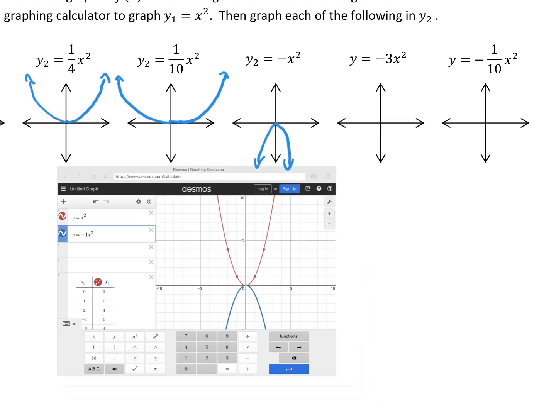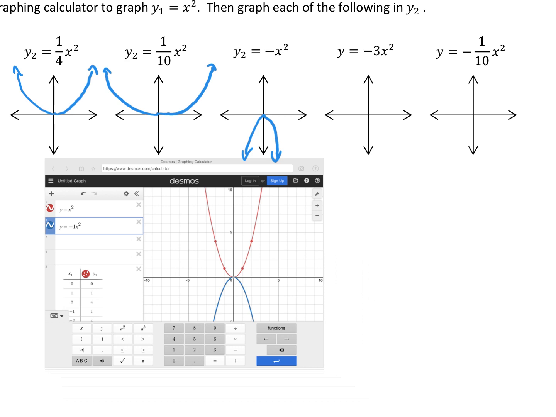Okay. What happens if we make that a negative 3x squared? So let's take that -1 and let's make that -3.